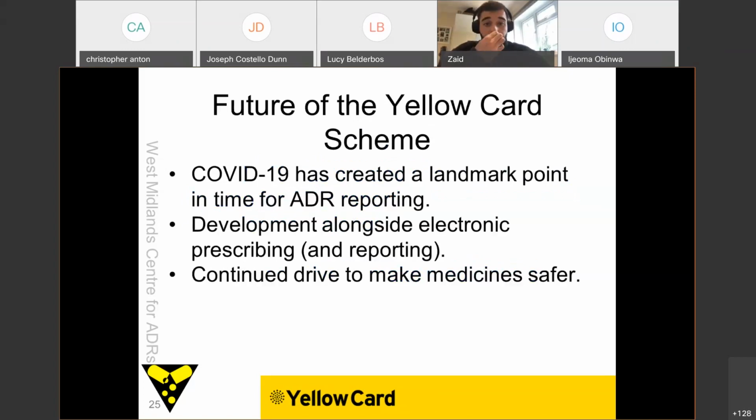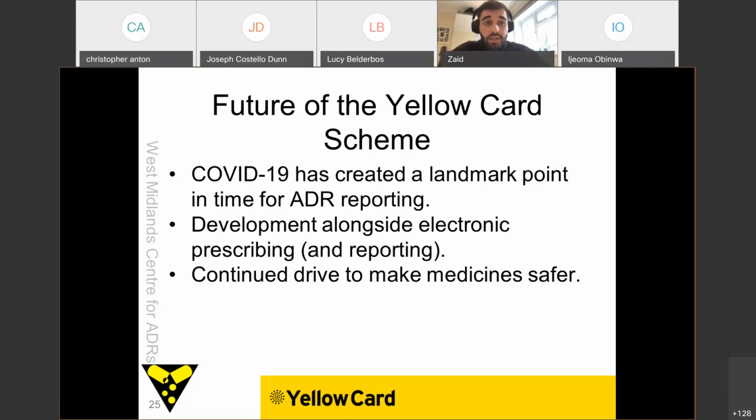So with the future of the yellow card scheme, I mentioned COVID-19, and it really has created a landmark point in time for obviously everyone involved, but for ADR reporting specifically, because not only professionals, but also the general public have probably never been as aware as they have been about the MHRA and the role that they do, about drug licensing, clinical trials, making ADR reports, vaccines, all these things. Probably people were as informed about these things as they've ever been.